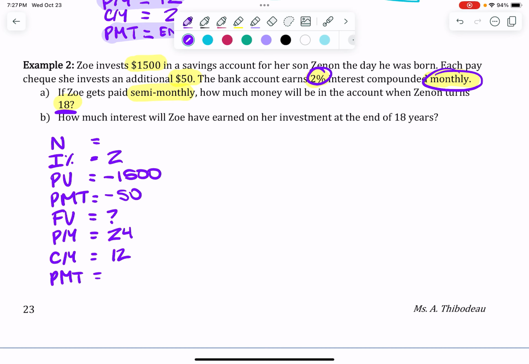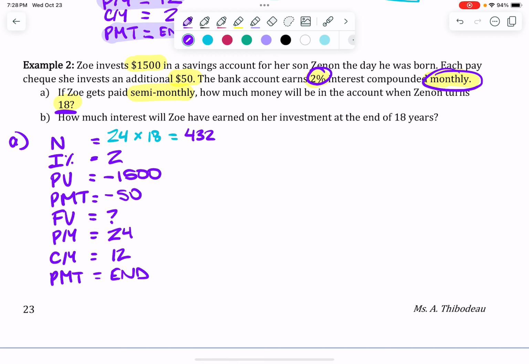Now, it doesn't say when she's making that investment. Okay, she's just saying every paycheck. So we are auto-assuming end here. My N value is my PY times my number of years. And we end up with 432. Lovely. Okay, now we can figure this out.